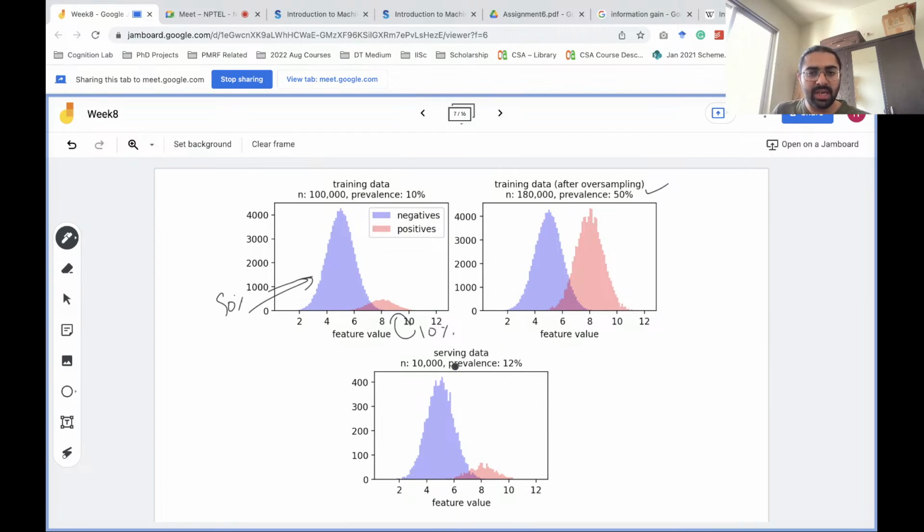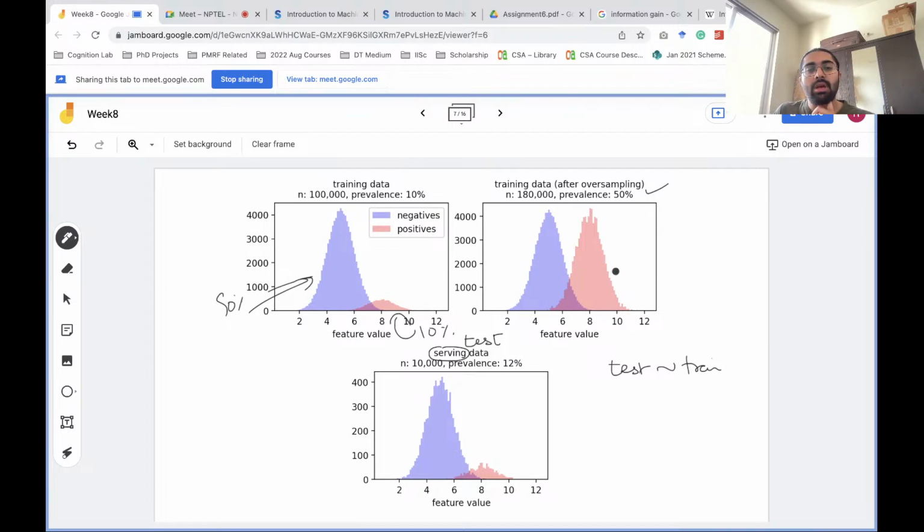And the serving data here, the serving meaning test data in some sense, has 10,000 samples, but the prevalence is 12%, right? This makes sense because your actual test data follows the distribution of the training data. The training data also has about 10% prevalence, and this is about 12%, which is similar to what we have in the actual training data. But the new training data has a different prevalence, which is what we are hoping to use to solve the issue.